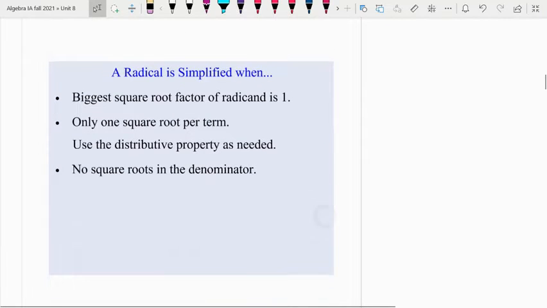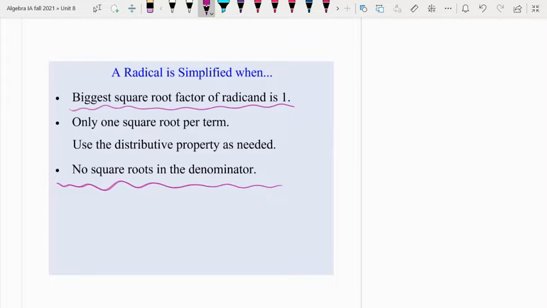A radical is simplified when the biggest square root factor of the radicand is 1. Only 1 square root per term. Use the distributive property as needed and no square roots in the denominator.